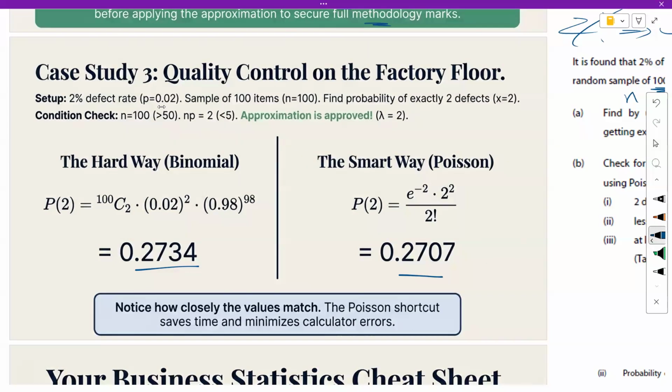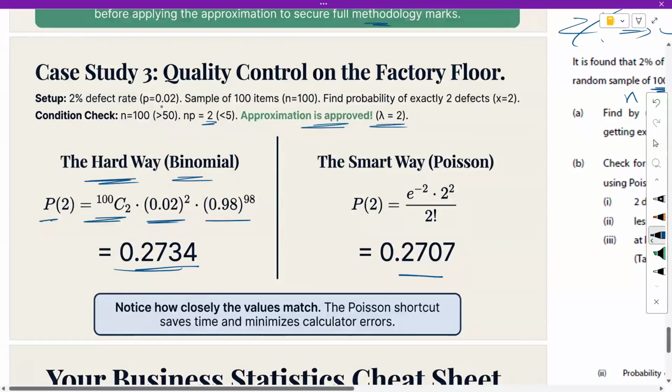Condition check: n equal 100, it is more than 50. np is less than 5, it is 2. Approximation is approved since lambda is equal to 2. We would otherwise apply nCr, the binomial distribution. It looks hard, and a smart way is applying the Poisson distribution, getting the probability of defective items. Yeah, we almost get the similar answer.